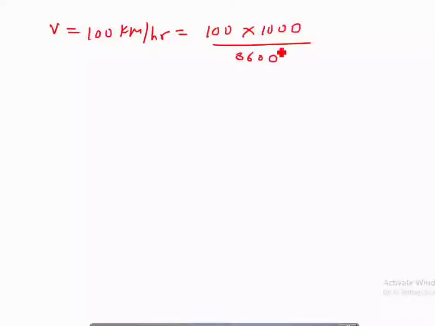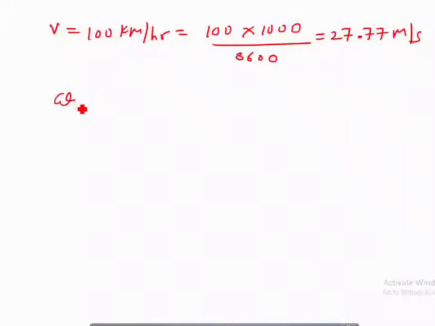Okay, so vehicle speed is nothing but the 100 km per hour. So let us convert it into meter per second. 100 into 1000 divided by 3600, we are getting 27.77 meter per second.